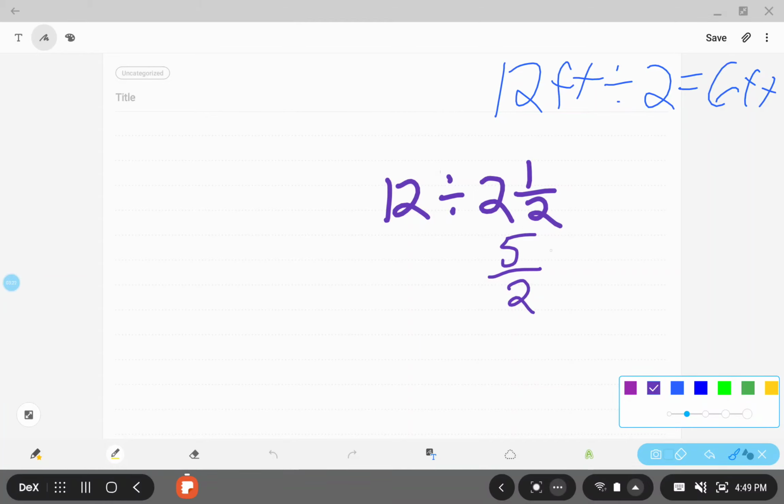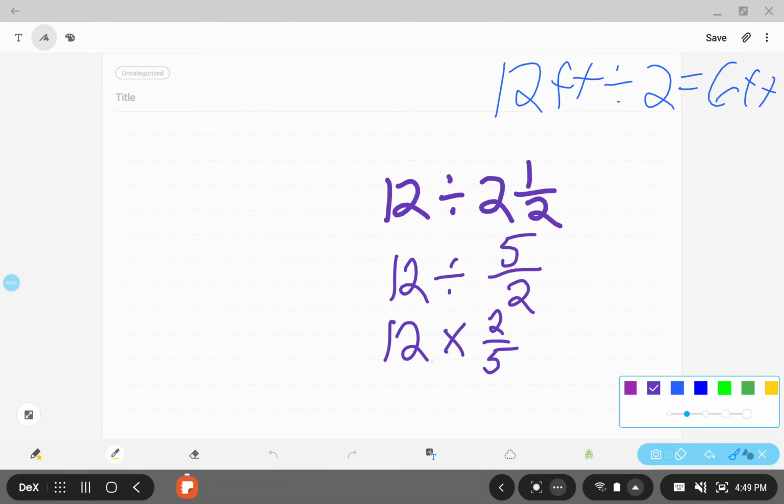So 2.5 becomes 5 over 2. Now that means we're having 12 divided by 5 over 2. Well, to divide a fraction, we're going to use keep, change, flip. We're keeping the 12, we're changing the division sign to a multiplication sign, and we're flipping the 5 over 2 to become 2 over 5. That's what we call its reciprocal. We don't like dividing by fractions. It's much easier to do multiplying. So now it's 12 times 2 over 5.